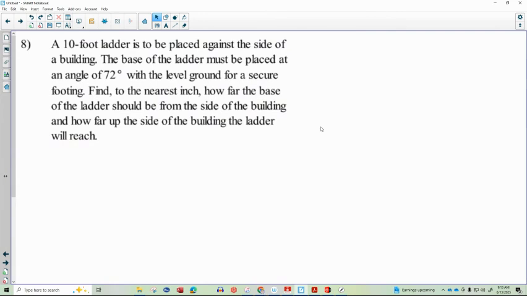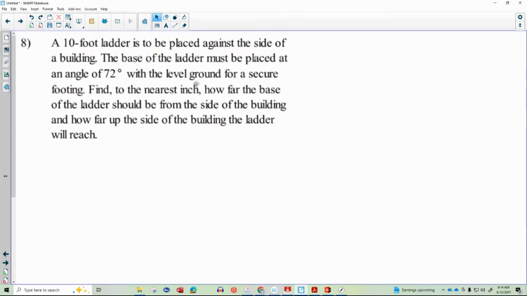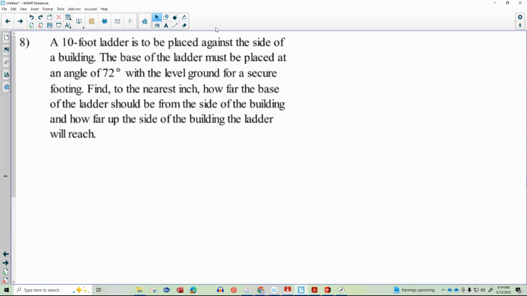A 10-foot ladder is placed against the side of a building. The base of the ladder must be placed at an angle of 72 degrees with the level ground for secure footing. Find to the nearest inch how far the base of the ladder should be from the side of the building and how far up the side of the building the ladder will reach. This is a 2-part question, right? This is a big one. So we picked a good one here.